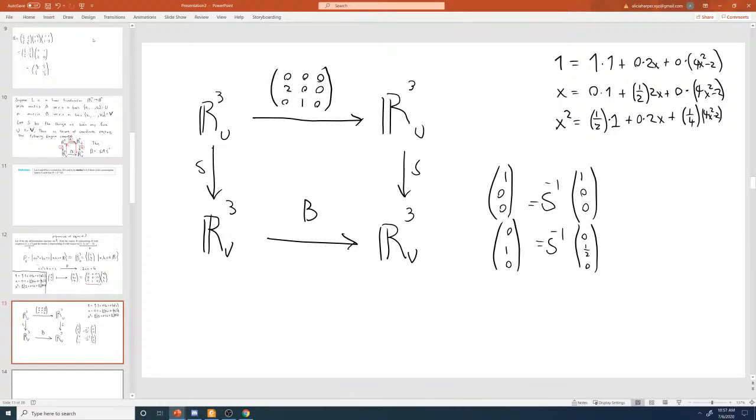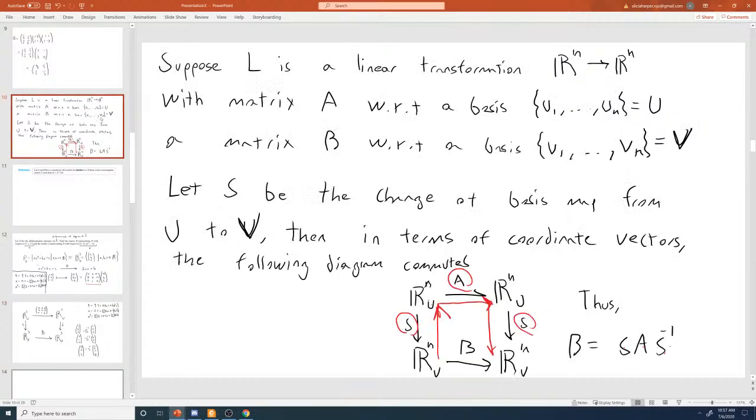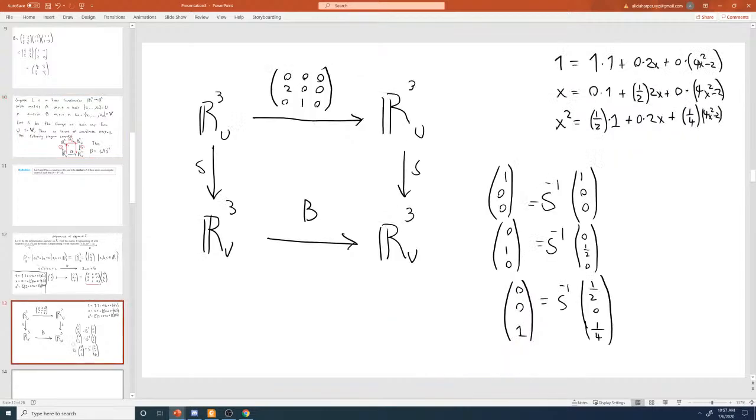0, 1, 0. And if I apply S inverse to the vector 1/2, 0, 1/4, I get the vector 0, 0, 1. So I actually wrote down S inverse rather than S, but that's not a problem because the calculation that we need to do involves both computing S and S inverse. So what I now need to do is invert this so that I can have S as well as S inverse.